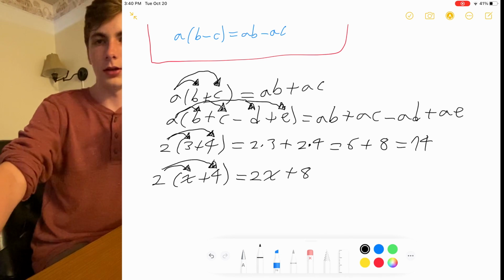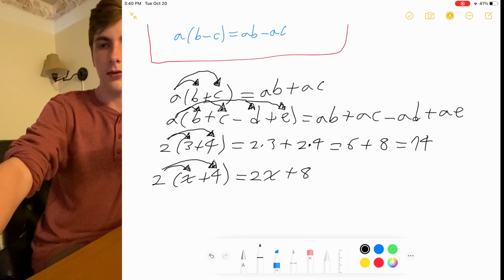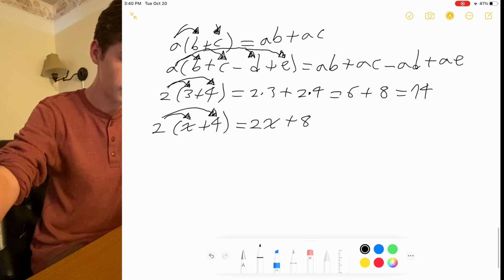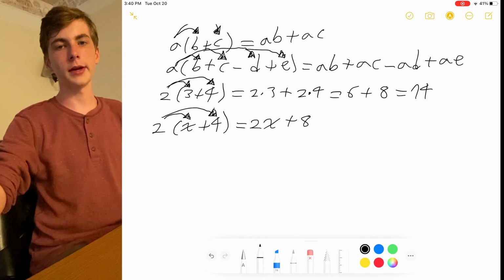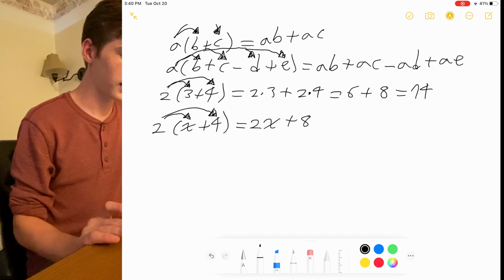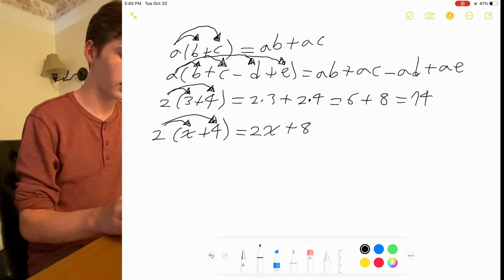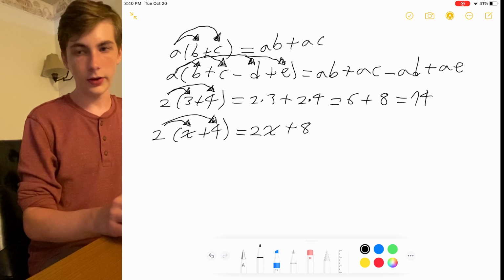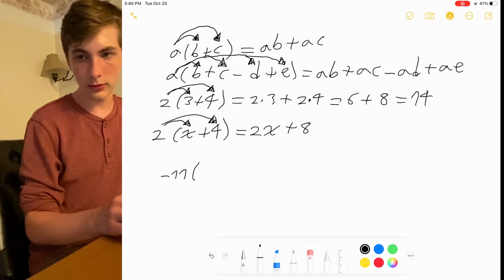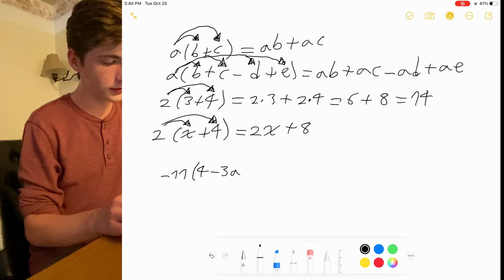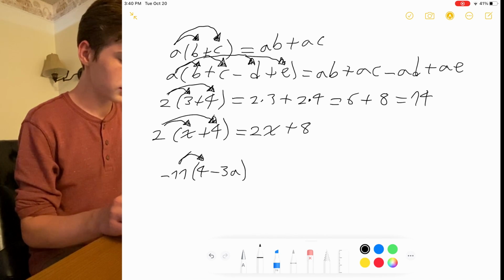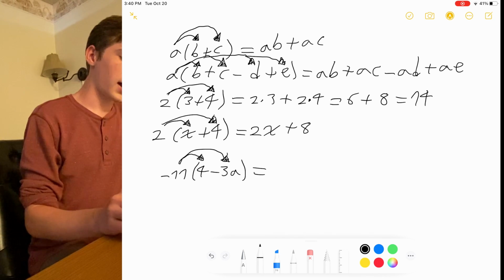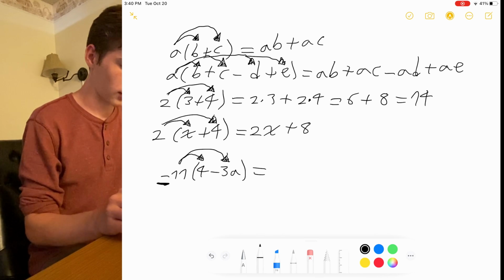Okay, and so the thing that I really want to highlight right now about the distributive property is how it works when you have a negative sign in front. Because this is going to come up all the time, and it is a very, very common mistake in algebra. So if we have something like negative 11 times (4 minus 3a), and we want to use the distributive property like this, we have to keep this negative sign here also.